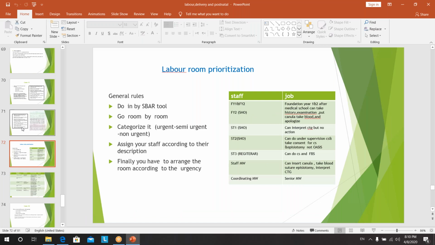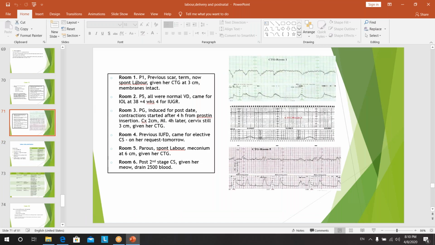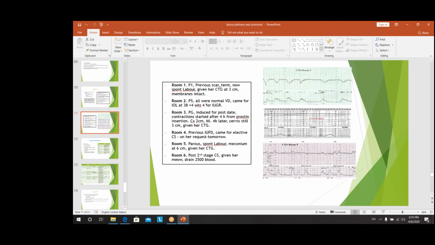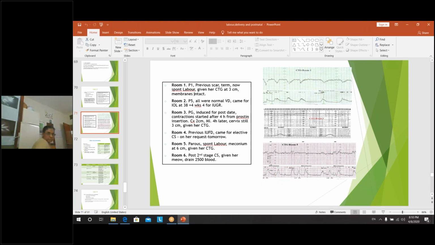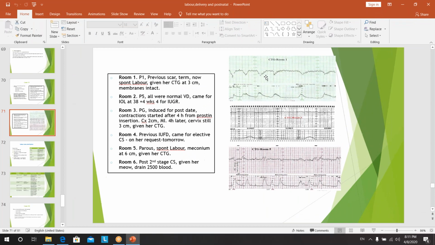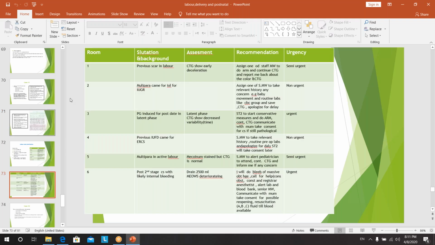The first patient was room 1. It was previous one cesarean section, term, now in continuous labor, giving her CTG as 3 cm and intact membrane. This is her CTG. It shows early deceleration, and this patient is still in early labor. She is still in the latent phase. So according to the situation and the background, this is previous scar in labor. According to the assessment, the CTG shows early deceleration.